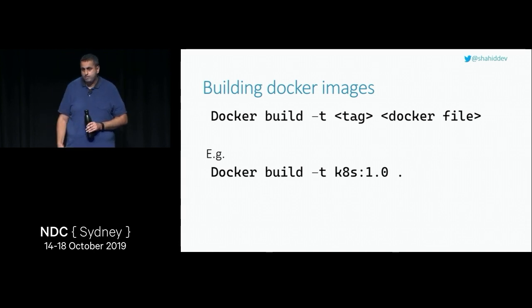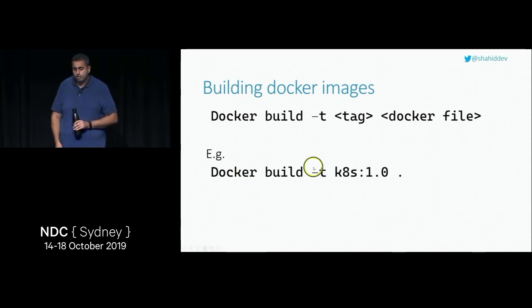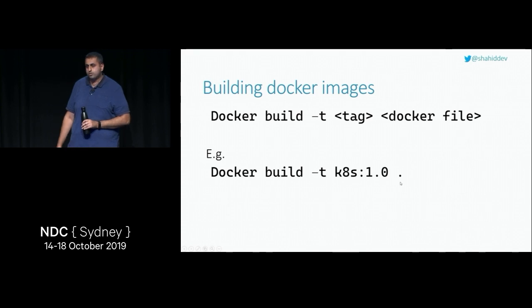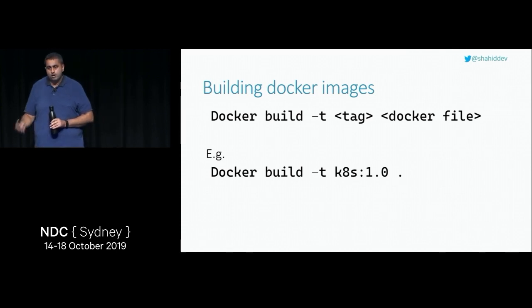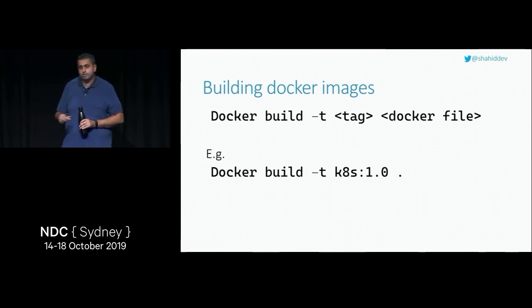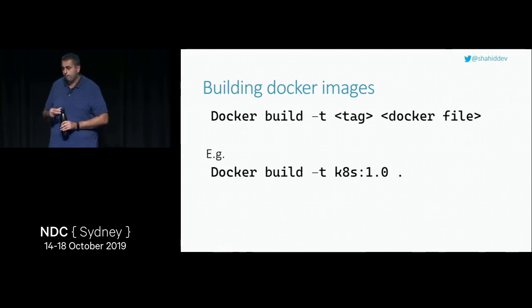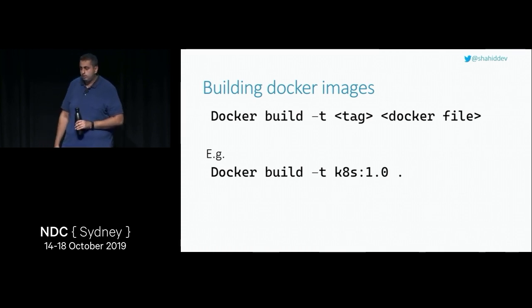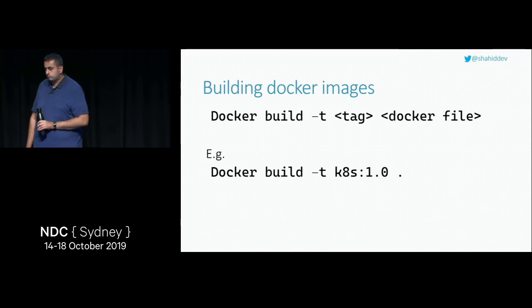Now, if you've stuck with the conventions and you're in the root folder, then all you would do is docker build. This is my tag in this example. And this dot here is basically the current folder. That means that my Dockerfile is in the current folder and it's called Dockerfile with no extension. If your Dockerfile is somewhere else and you've renamed it, then you just supply the path and the name there. And what that will do is build the image.